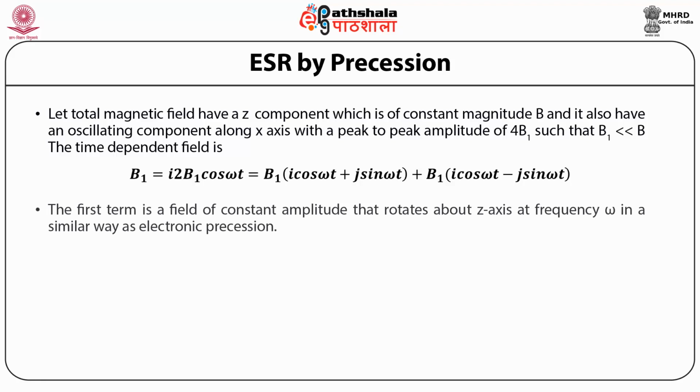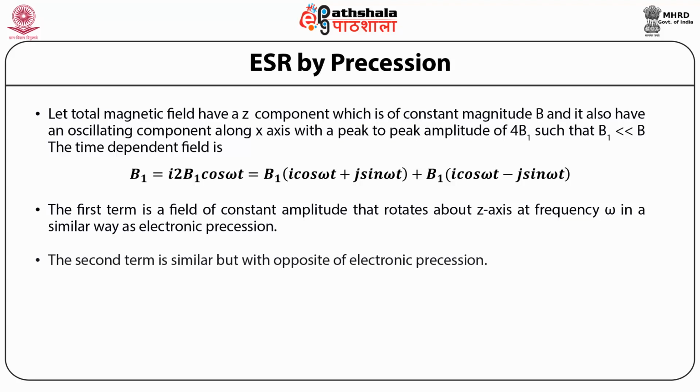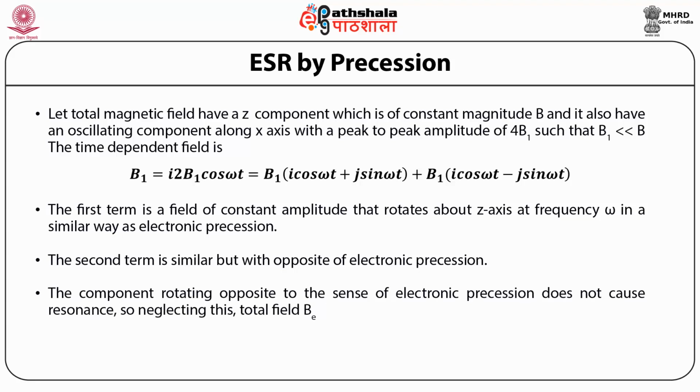Now the first term is a field of constant amplitude that rotates about the z axis at frequency omega, in a similar way as electronic precession. The second term is similar but opposite to electronic precession. The component rotating opposite to the sense of electronic precession does not cause resonance. So neglecting this, the total field B_e is written as i B1 cos omega t plus j B1 sin omega t plus k B.